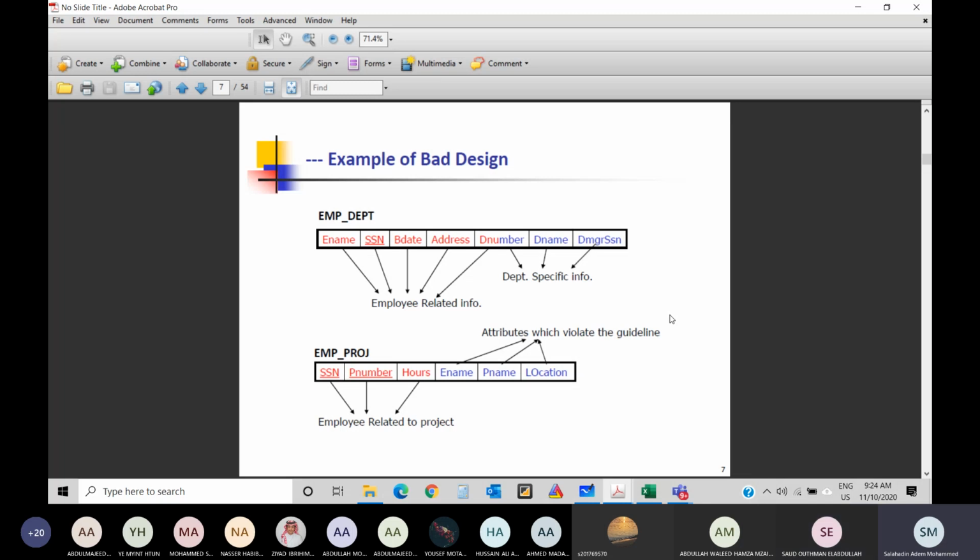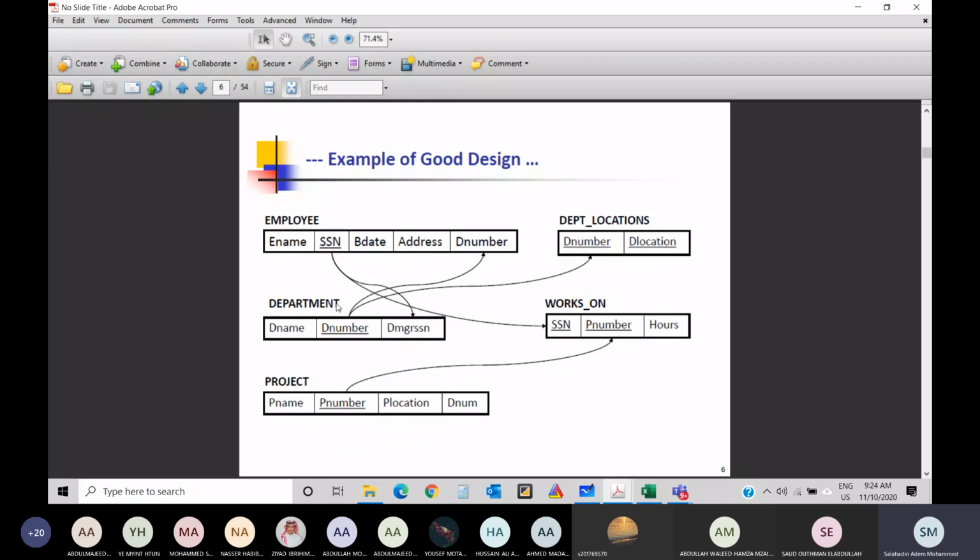You're right. The red ones should go to 1 table, and the blue ones should go to a different table. Isn't it? Yeah. Right. So it should be 2 tables. Now I have a third table here. Third table. Okay. One for department location. It's okay for that one.